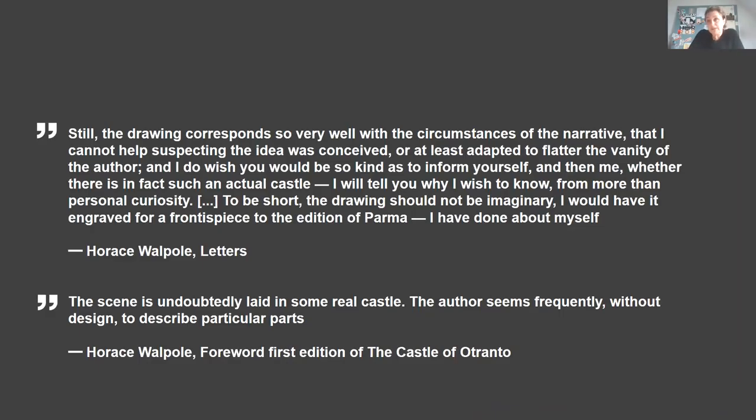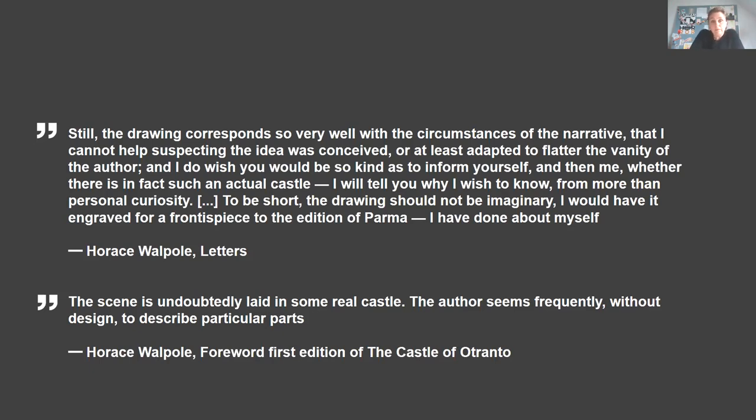Still, and this is from a letter from Horace Walpole, still, the drawing corresponds so very well with the circumstances of the narrative that I cannot help suspecting the idea was conceived or at least adapted to flatter the vanity of the author. And I do wish you could be so kind as to inform yourself and then me whether there is in fact such an actual castle. I will tell you why I wish to know from more than personal curiosity. To be short, the drawing should be not imaginary. I would have it engraved for a frontispiece to the Palmer edition. I have done about myself.